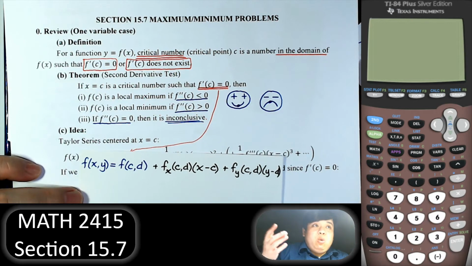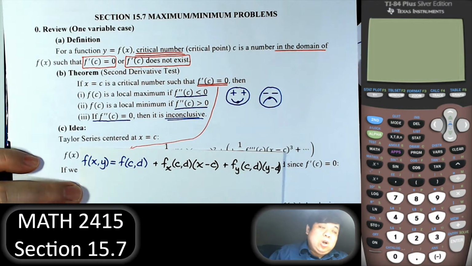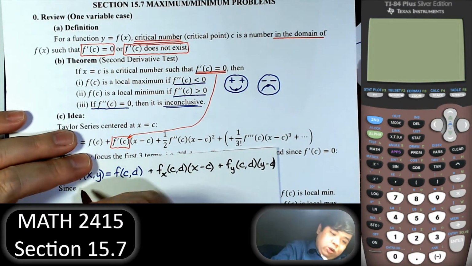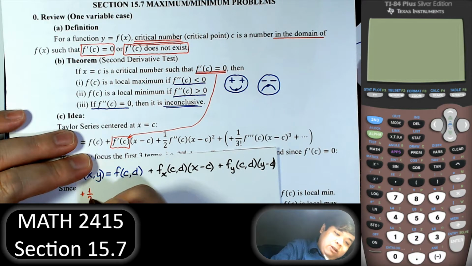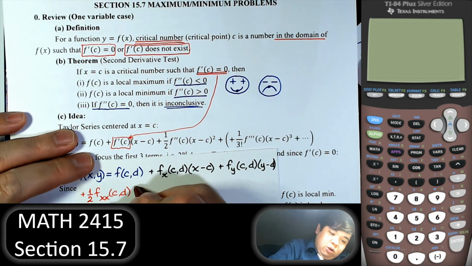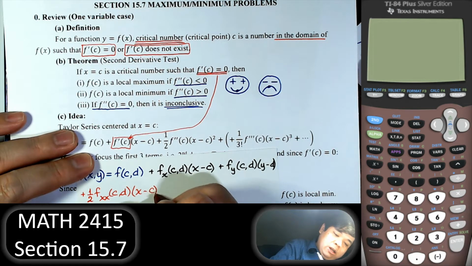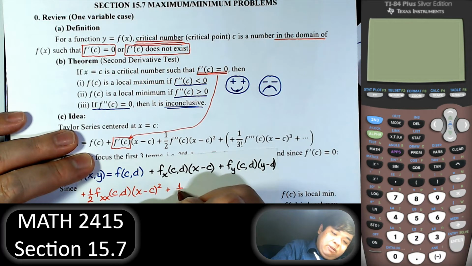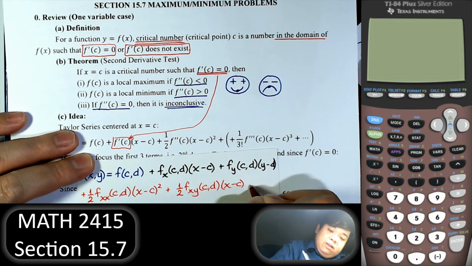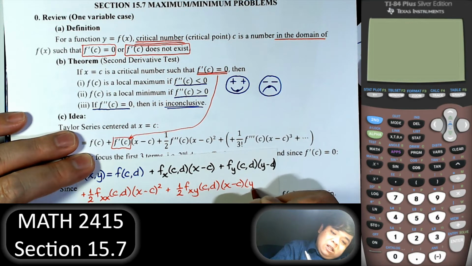Now the interesting part, we go to the second derivative. It is going to be 1/2 times the second derivative, right? So we're going to have 1/2 f_xx, and for xx we're going to have x minus c squared. Then we have 1/2 f_xy at the point c, d. And if there's the subscript x, we have x minus c, and if there's the subscript y, we have y minus d.